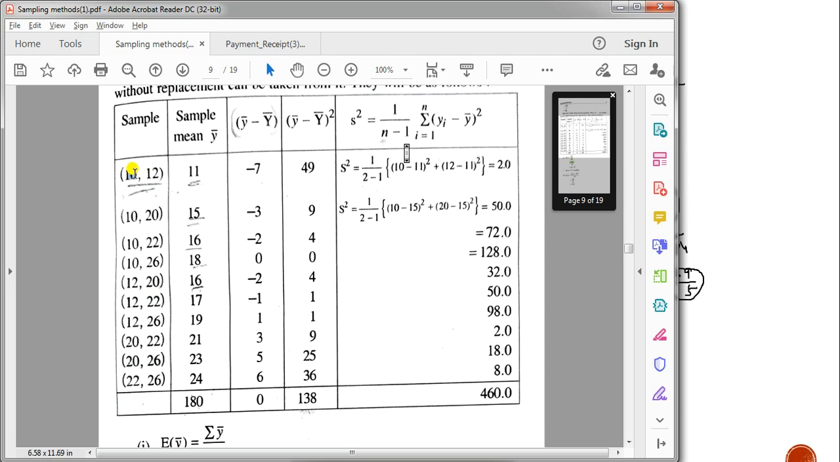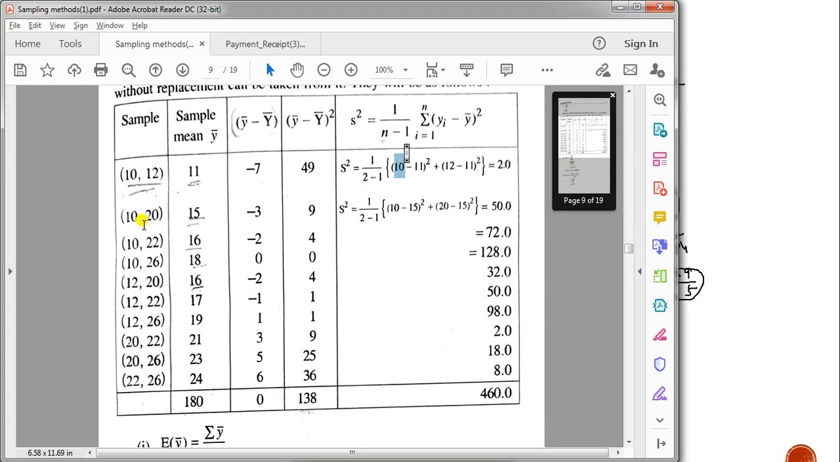These are called yi's, y1 and y2. Where is the small y bar? So this is the fixed number, constant number, y bar. So we need to subtract 11 from the 10 and 12, and after making square we have to take total of those numbers. So (10 minus 11) square plus (12 minus 11) square, and that is equal to 2.